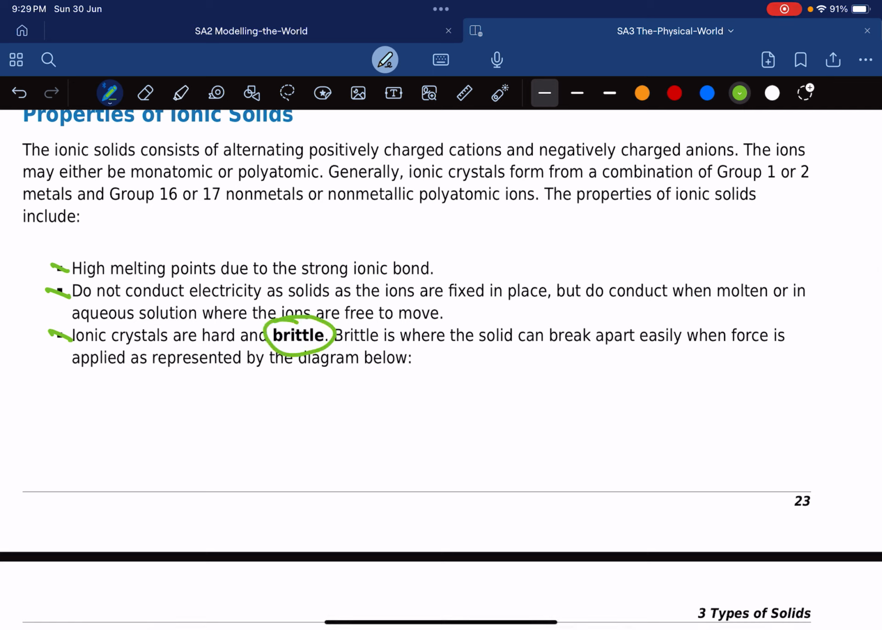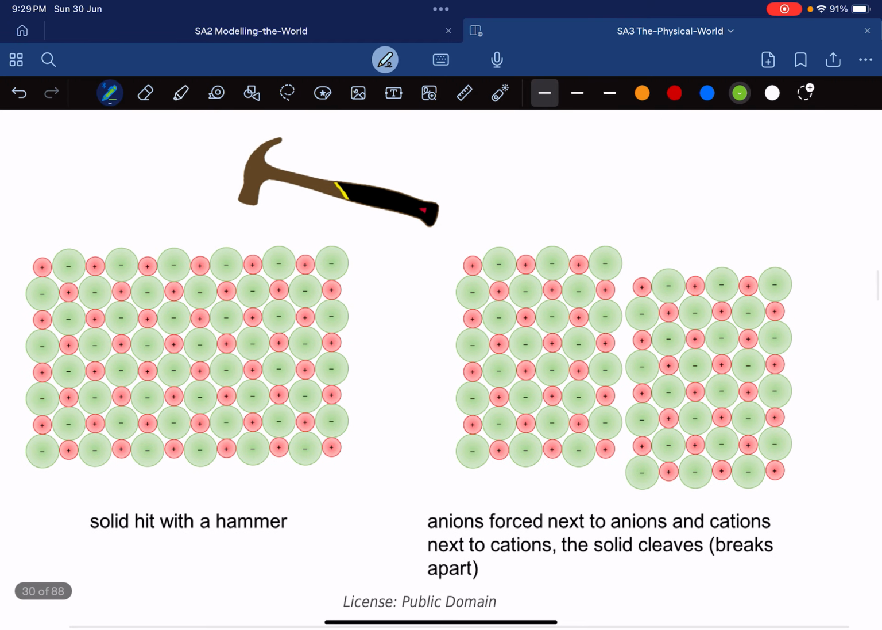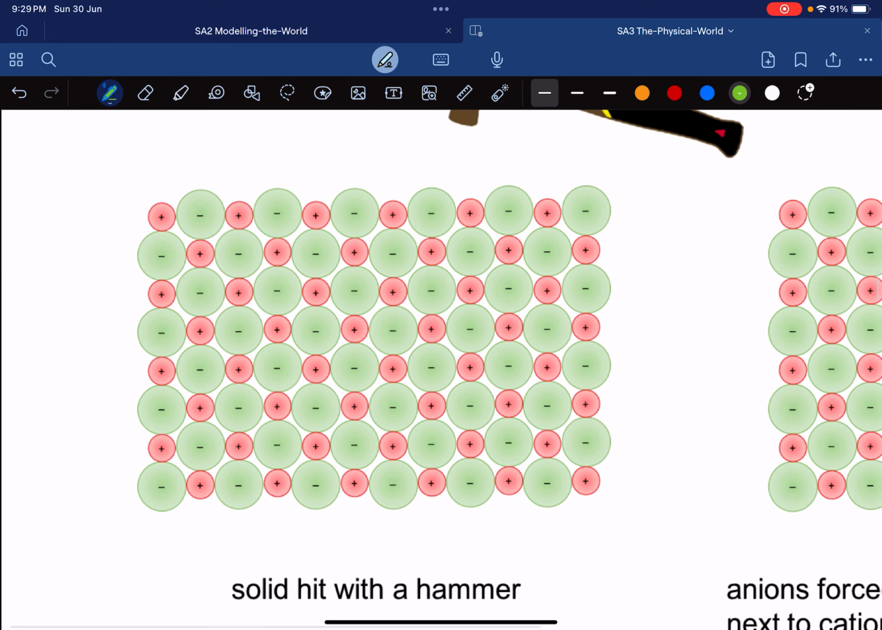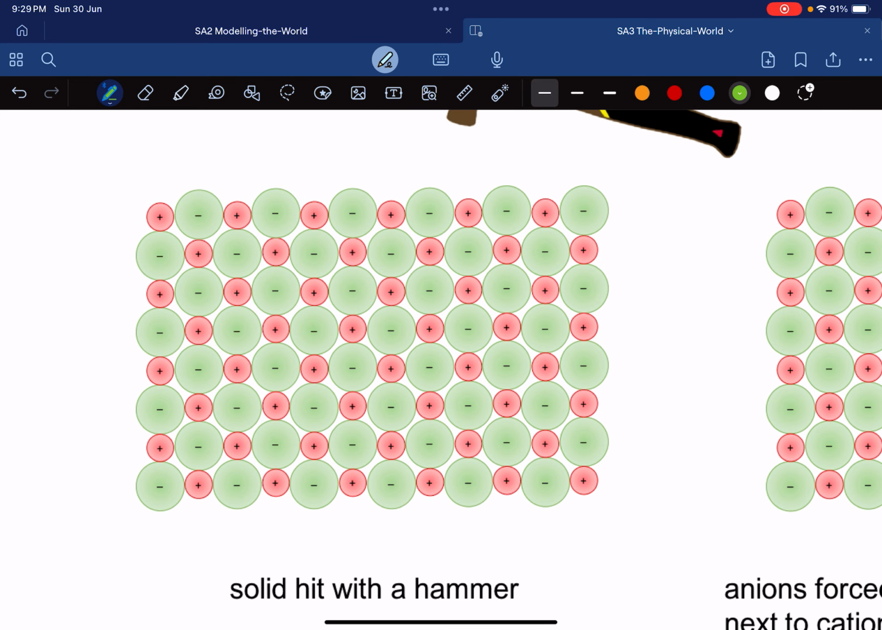So this almost sounds contradictory. Hard but brittle. Now, brittle is when a force is applied in a certain way and it causes the solid to break apart. So if you look at this example over here, in any ionic solid, every negative ion is surrounded by positive ions, and every positive ion is then surrounded by negative ions. So every positive is surrounded by negative, every negative surrounded by positive.